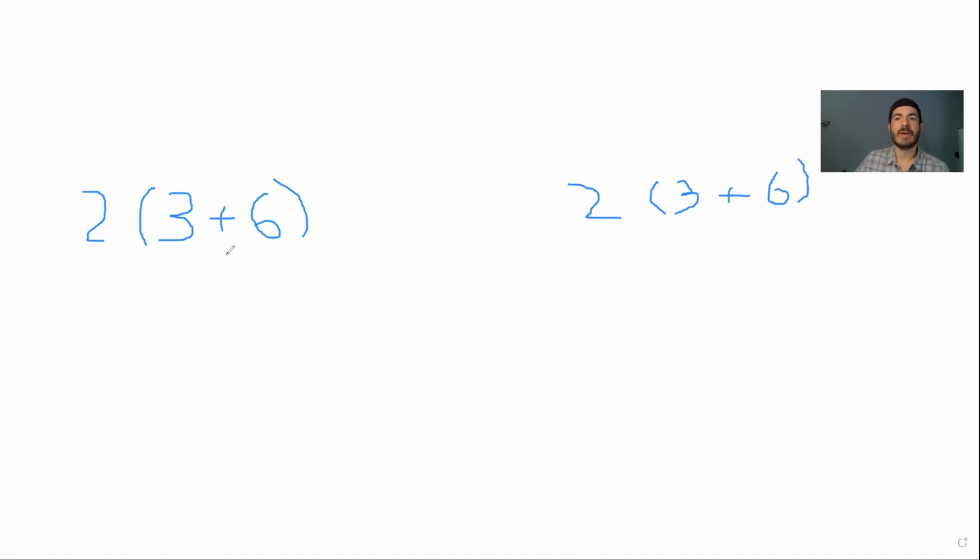So here I'm going to do it one way. 3 plus 6 is 9. That leaves me with 2 times 9. 2 times 9 is 18. That's using order of operations.